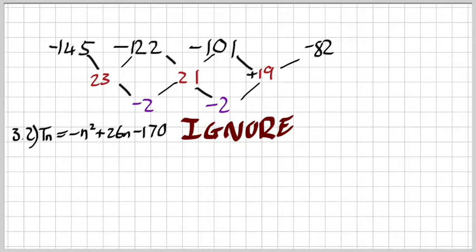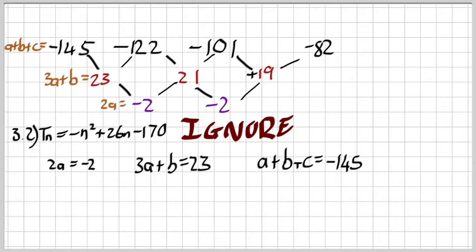So they're asking me for the general term. If I go and find the general term, remember the yellow brick road. 2a must be negative 2, 3a plus b must be 23, a plus b plus c must be negative 145. Here I've got my three equations that I need to solve. Firstly, I'm going to solve for a. I'm going to divide by 2, and this I love because I've got a to be negative 1. Yes! Now I substitute in to solve for b.